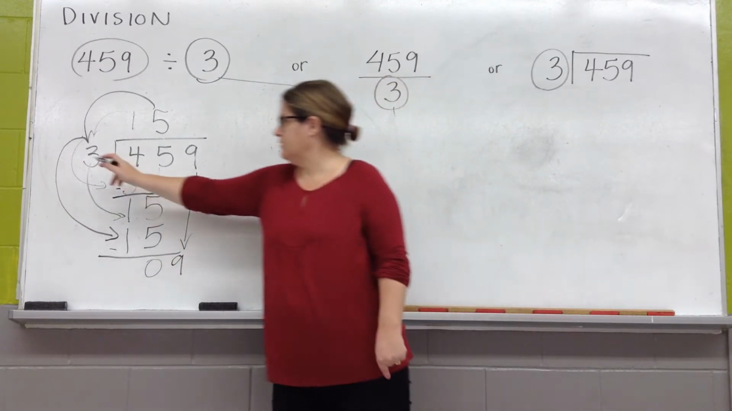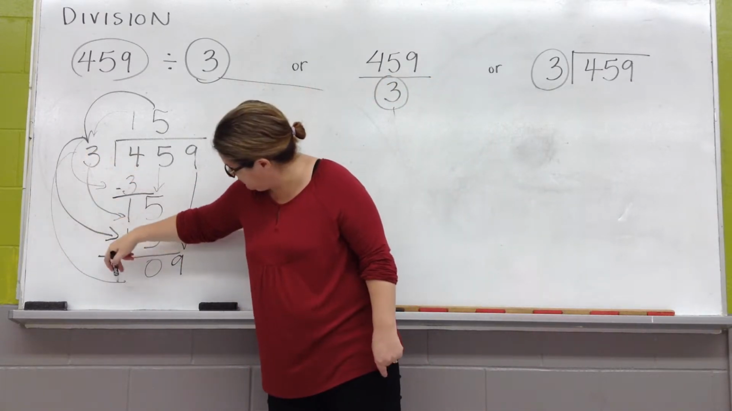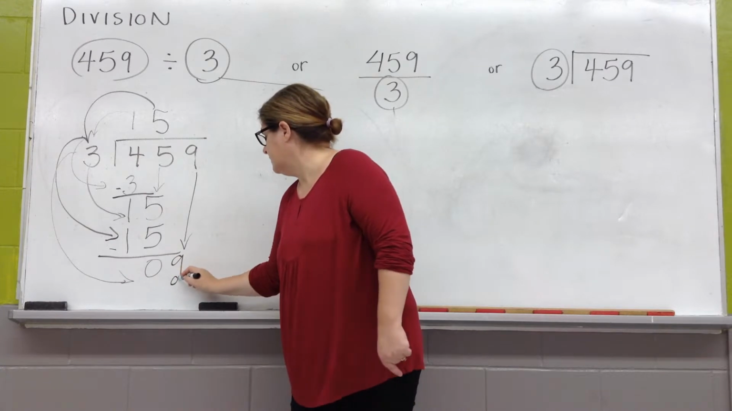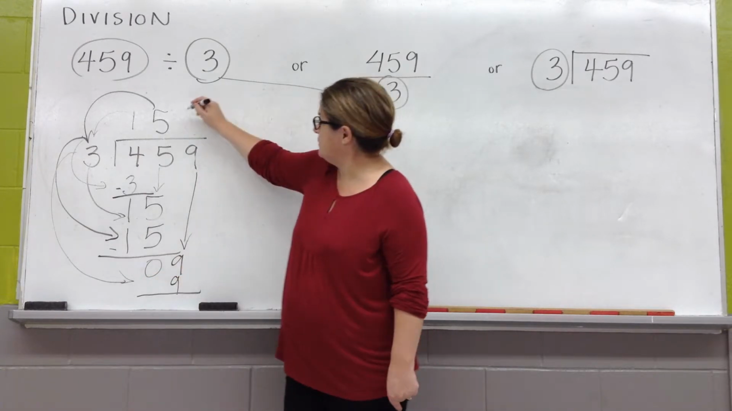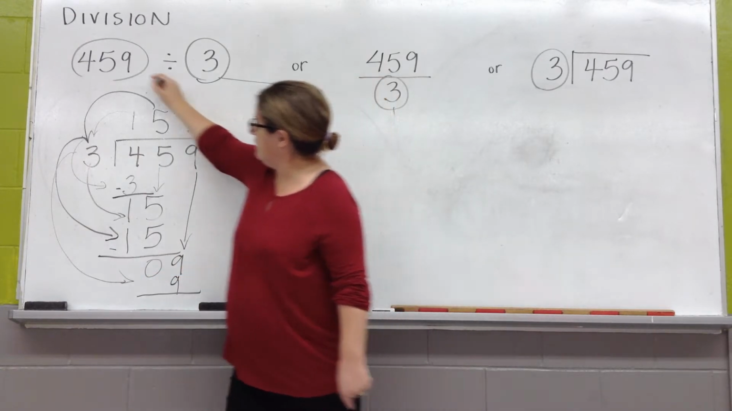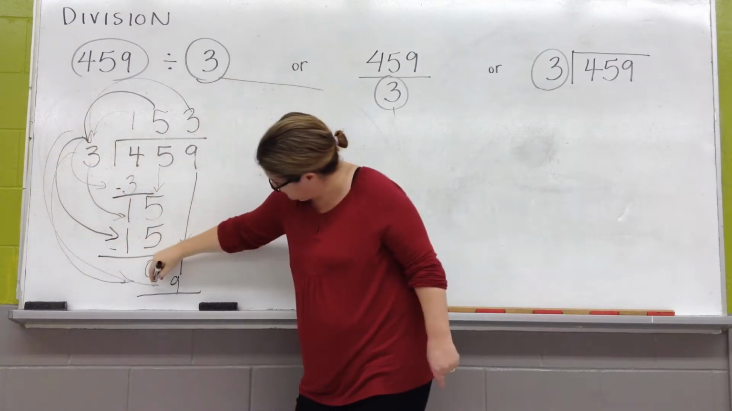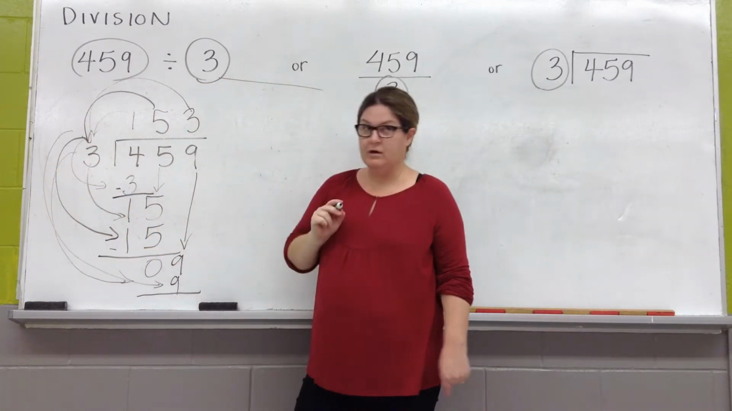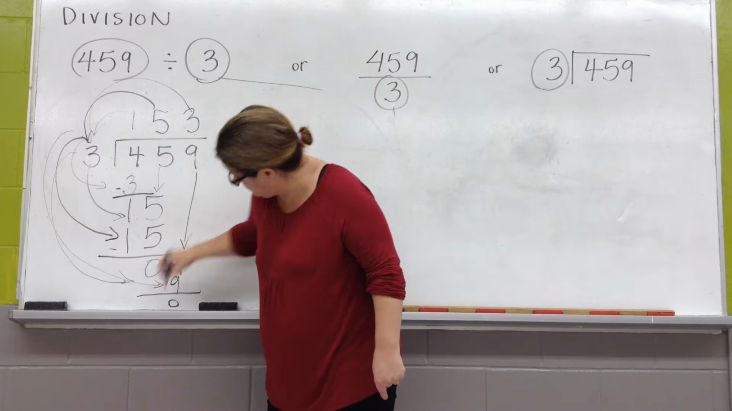How many times does 3 go into 9? It goes, in fact, 3 times. So we put a 3 up here. 3 times 3 gives us 9. 9, take away 9, gives us 0.